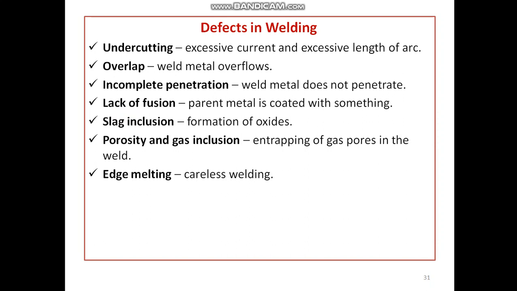The next one is slag inclusion, which takes place because of formation of oxides due to chemical reaction among the base metal, air and electrode coating during the process of welding. So we have to be a little careful about slag inclusion. Next one is porosity and gas inclusion. These are formed because of entrapping of gas pores or air pockets in the weld. Next one is edge melting. This edge melting occurs usually in the case of fillet welds because of careless welding. So these are a few of the defects in welding. We have to be very careful.